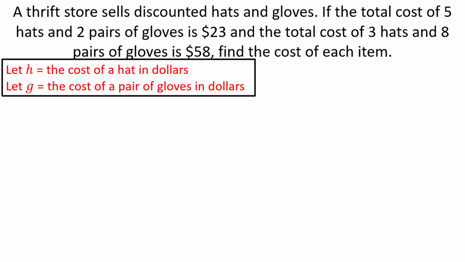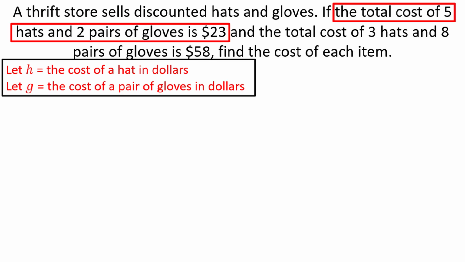The first statement tells us that the cost of 5 hats and 2 pairs of gloves is $23. We already stated that each hat costs H dollars, so if 5 were purchased, the cost of those 5 hats must be 5 times H. For the gloves, each pair costs G dollars. So if 2 pairs were purchased, the cost must be 2 times G. Altogether, we are told 5 hats and 2 pairs of gloves must cost $23. So adding those two costs together must be equal to 23.